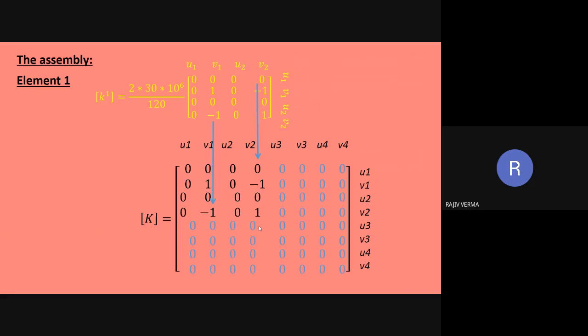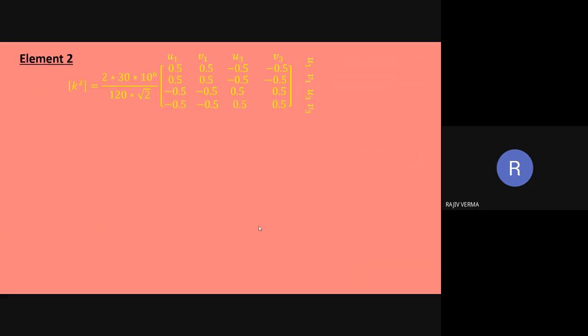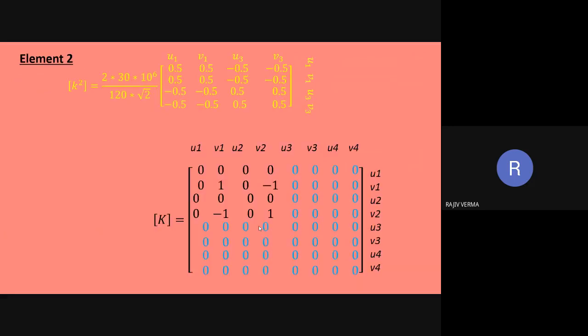Similarly, coming to element number 2, now element number 2 is going to be transferred from the local stiffness matrix to the global stiffness matrix.